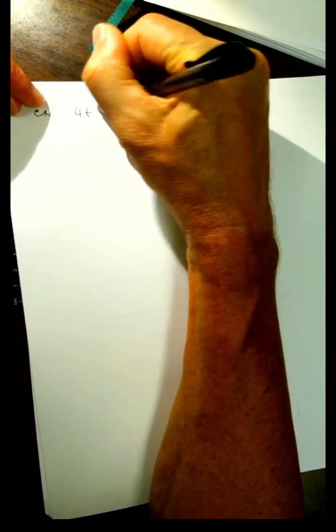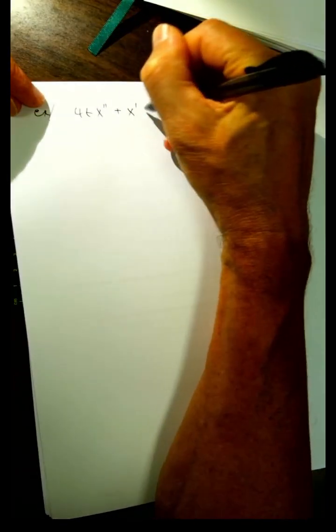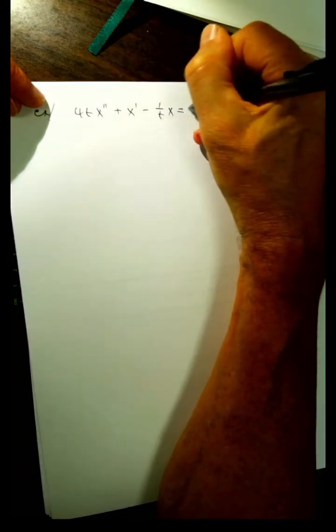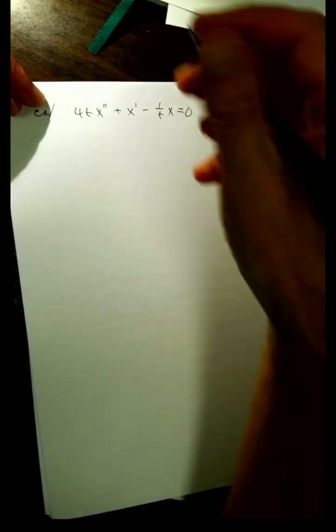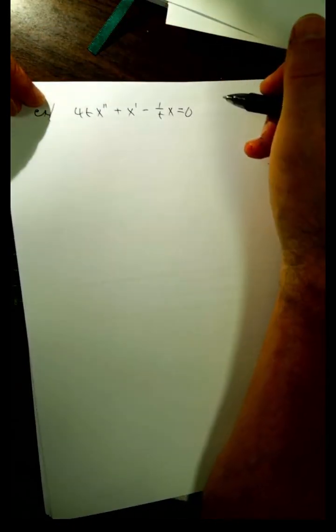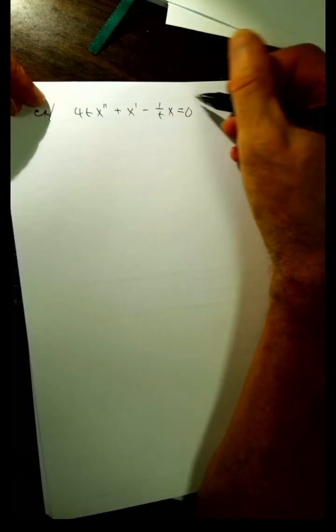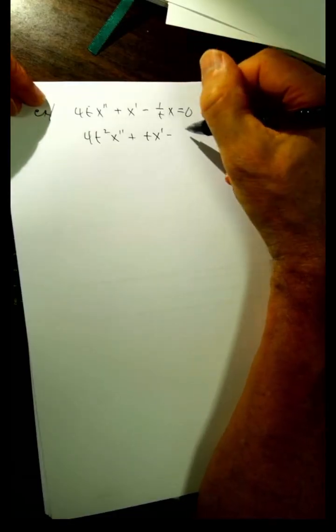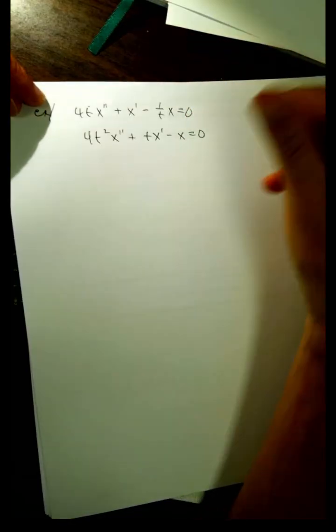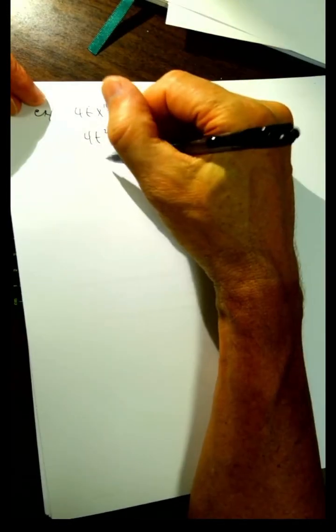Another example. 4t x double prime plus x prime minus 1 over t x is 0. Again, it's almost Cauchy-Euler, but my powers aren't quite right, so I'm going to multiply everything by t. So I get 4t squared x double prime plus tx prime. T divided by t is 1. Now it's in Cauchy-Euler form.